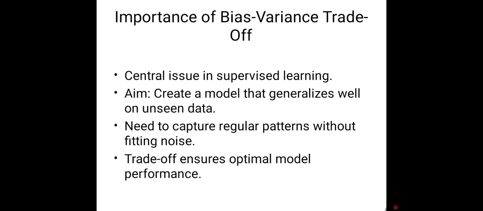What is the importance of the bias and variance trade-off? The bias and variance trade-off is central to supervised learning. A good model is one that captures the correct patterns without memorizing noise. Balancing between bias and variance gives you the best performance.